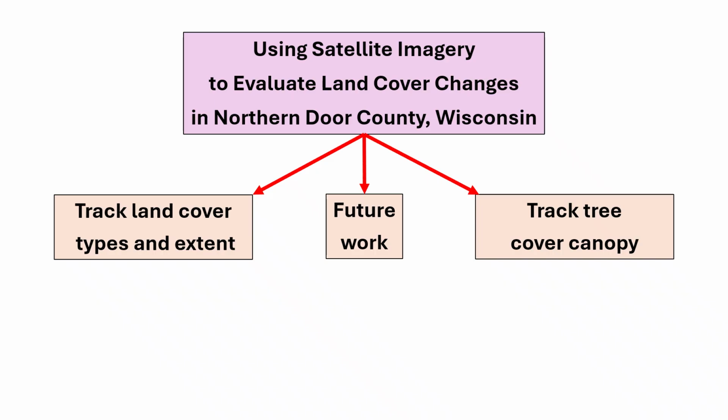Before proceeding, note that the work described here is part of a major project to evaluate land cover changes over time in northern Darke County, Wisconsin, using satellite imagery. The project currently consists of two parts, one of which tracks land cover types and extent, and a second which tracks tree cover canopy in particular, with future work to follow. This tutorial applies specifically to tracking land cover types and extent.